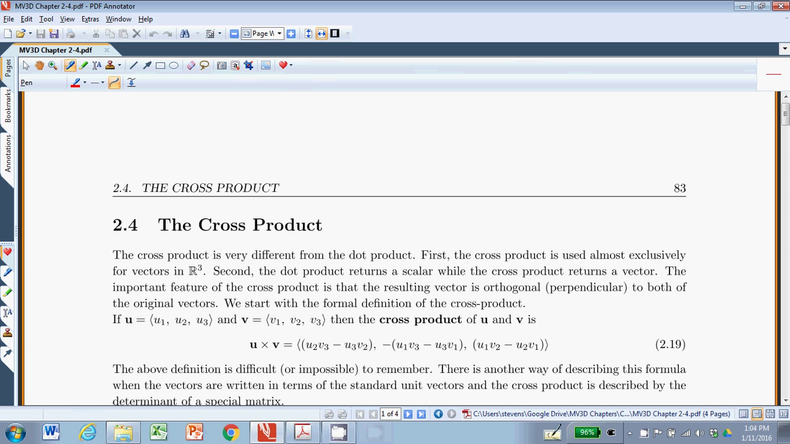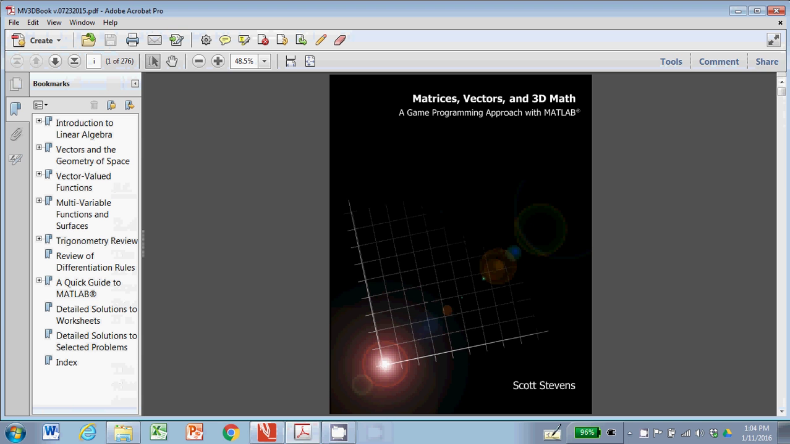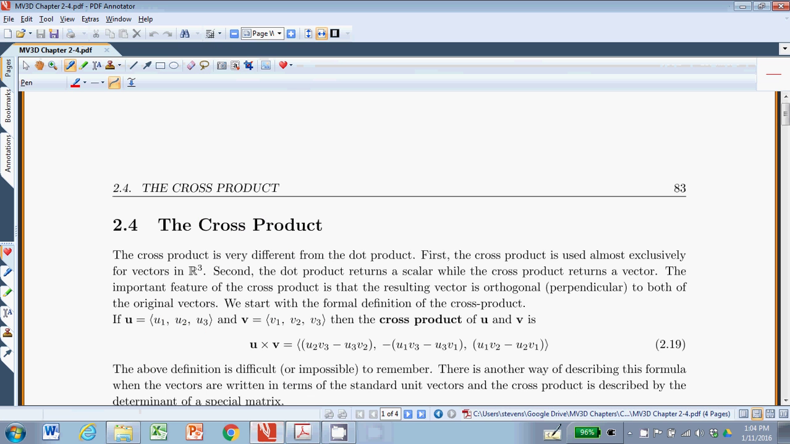Hi there. Welcome to Chapter 2.4 from Stevens' Matrices, Vectors, and 3D Math, a game programming approach with MATLAB. In this chapter, we're going to discuss the cross product.